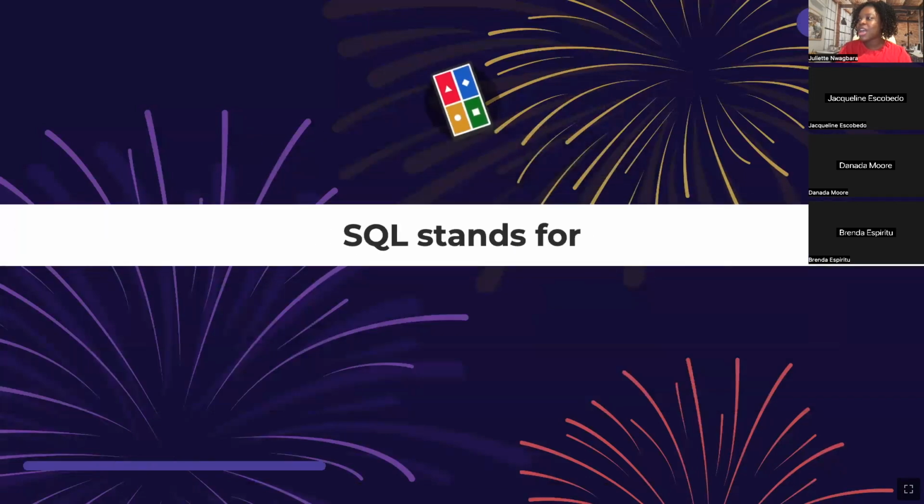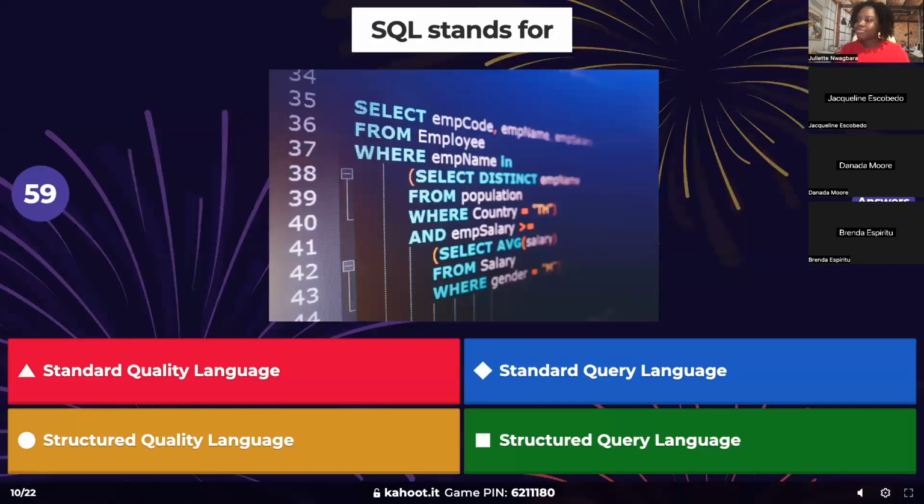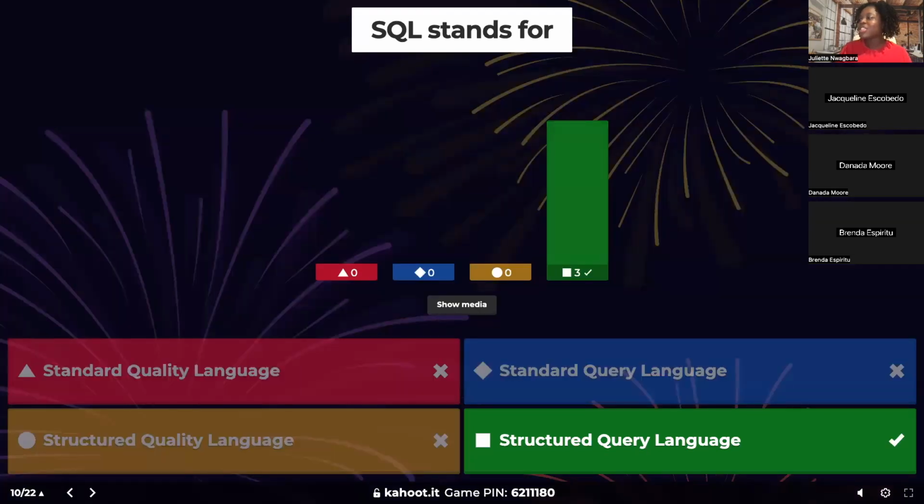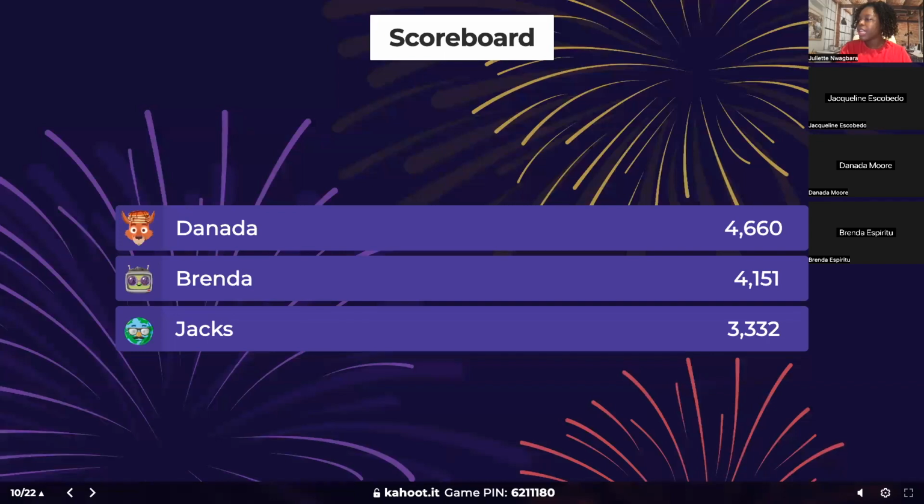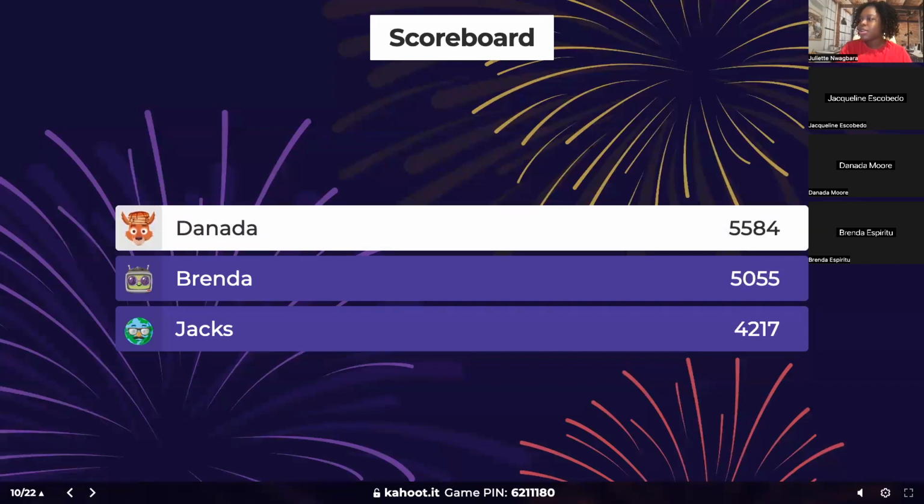Here's another question. What does SQL stand for? Got 60 seconds. All right, good job. Everyone got that right. I wanted to trick you guys, but you guys got it. Structured query language. That is what SQL stands for. That is correct. All right. See if that changes the board at all. You guys are close. Here we go.